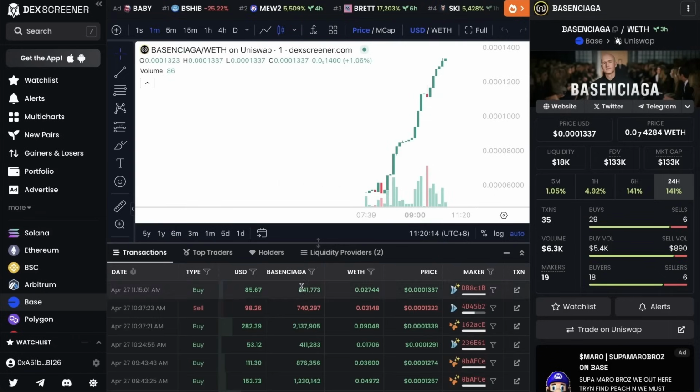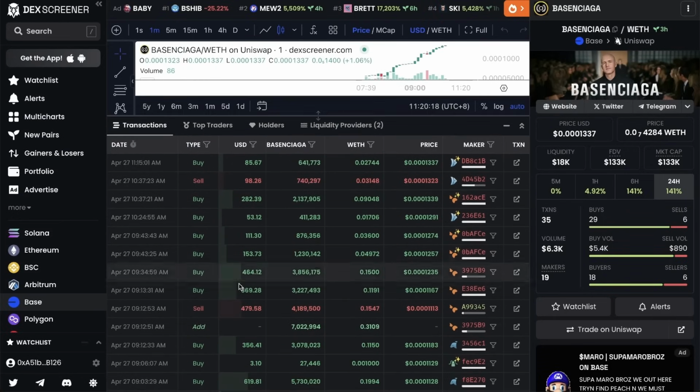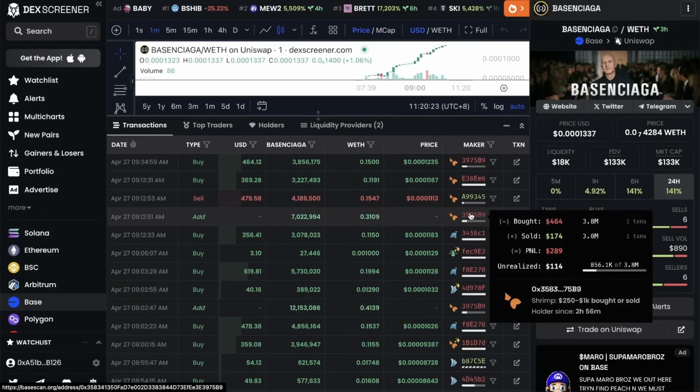Balenciaga. This one. Okay, we got someone who added some liquidity. Interesting.